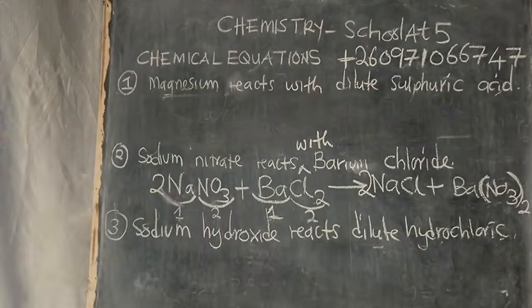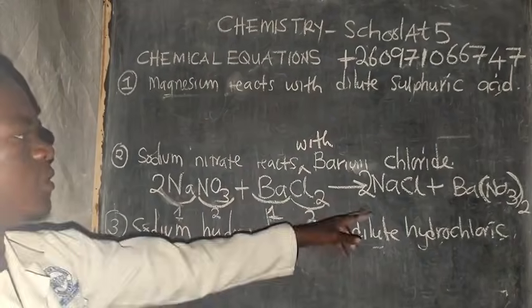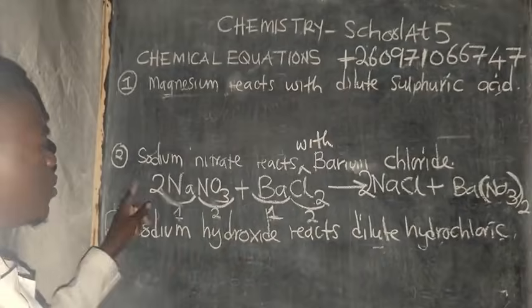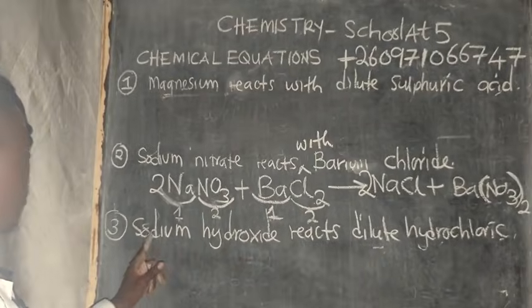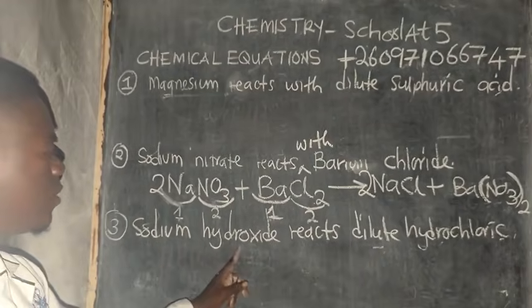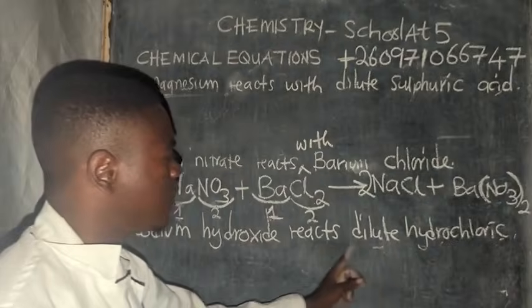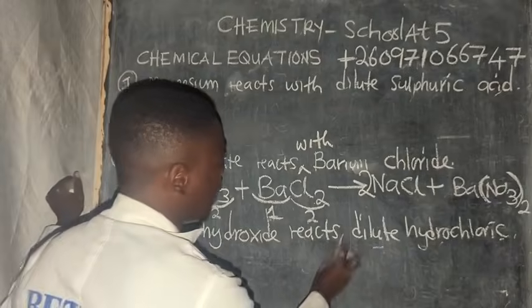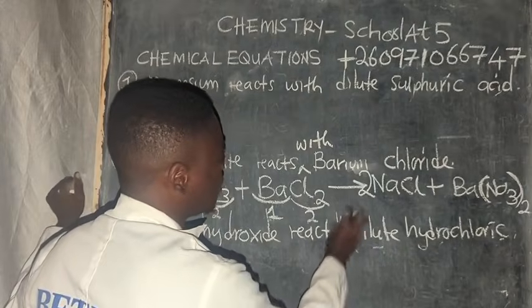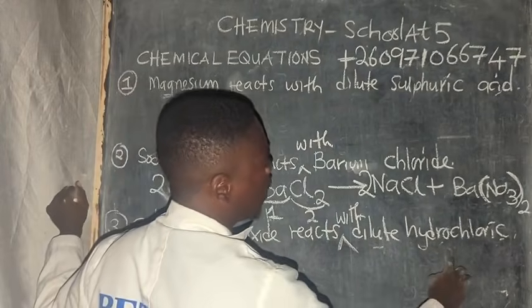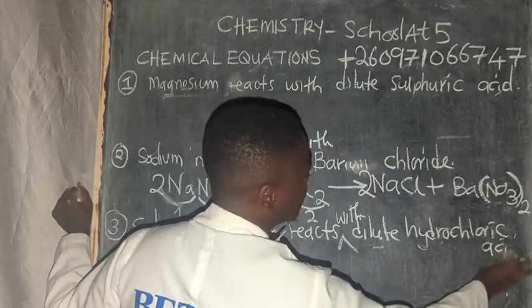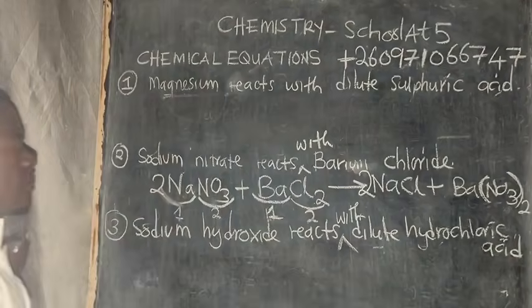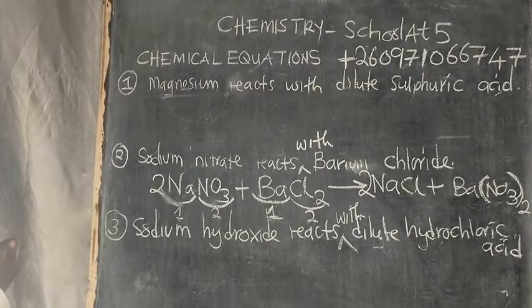So this one is called double displacement, the 2. Then 3 is saying sodium hydroxide reacts with what? Dilute hydrochloric acid. So it is reacting with dilute hydrochloric acid. The products that are formed, we don't know, but we can predict them.